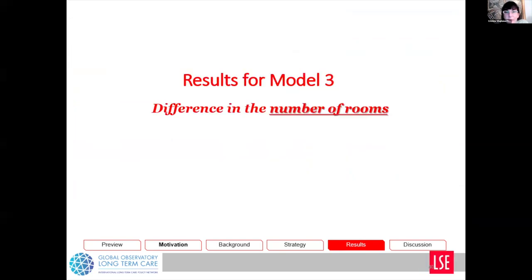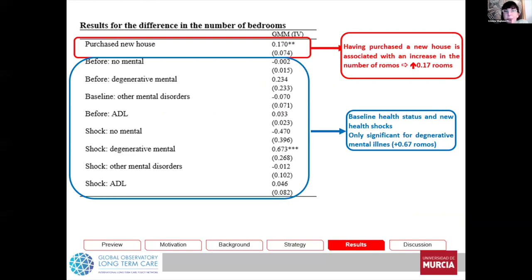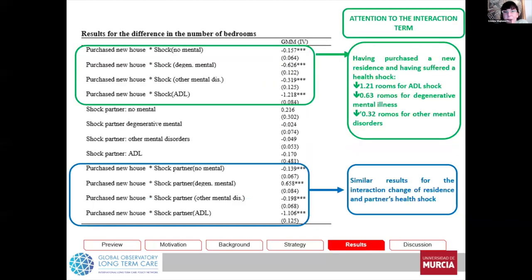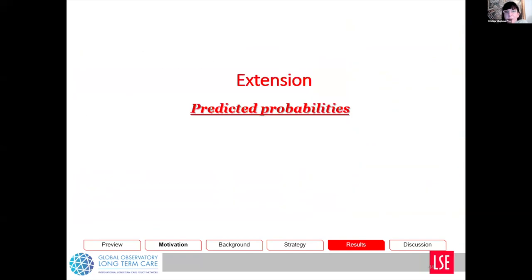Now for the difference in the number of rooms, if you typically buy another house, there is a small increase in the number of bedrooms, 0.17. For health shocks at baseline or new health shocks, there are almost no significant results. However, if you have purchased a new house after suffering a health shock, you observe that this is smaller, one bedroom less, which is significant: 1.2 for ADL, 0.65 for degenerative mental illness, 0.32 for other mental disorders. And similar results for the interaction in the case of the partner, so you move because your partner has suffered a health shock.